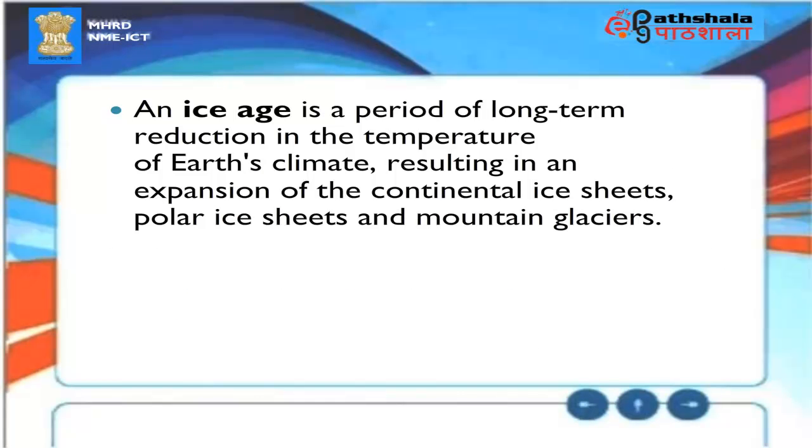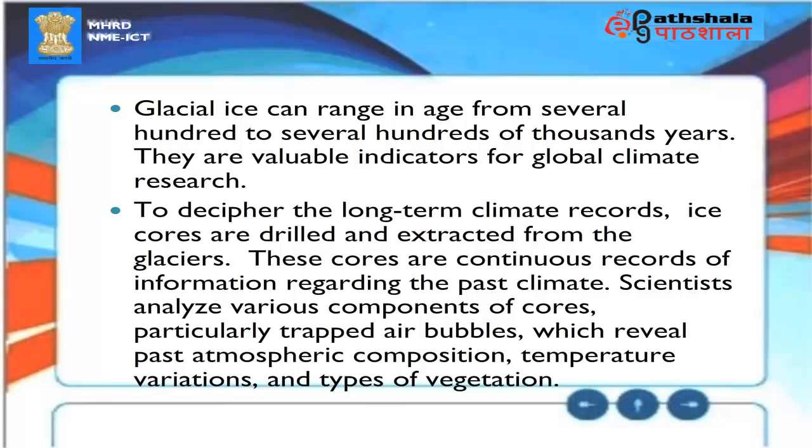An ice age is a period of long-term reduction in the temperature of Earth's climate, resulting in an expansion of the continental ice sheets, polar ice sheets, and mountain glaciers. Glacial ice can range in age from several hundred to several hundreds of thousands of years. They are valuable indicators for global climate research.